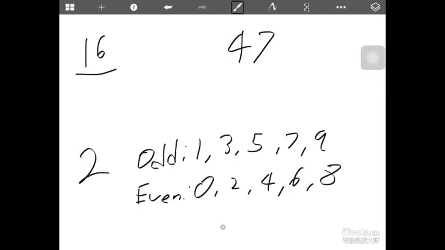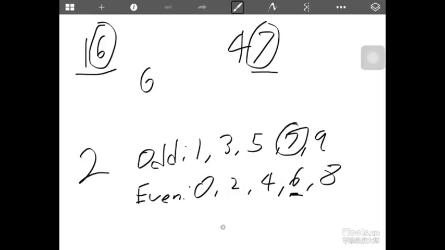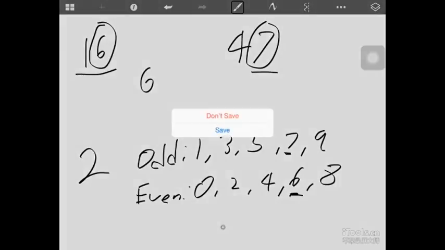Looking at the number 16, the last digit is 6, and 6 is an even number, so 16 is evenly divisible by 2. Looking at 47, the last digit is 7, and 7 is in fact an odd number, because we find it in the odd section. So odd numbers are not evenly divisible by 2.